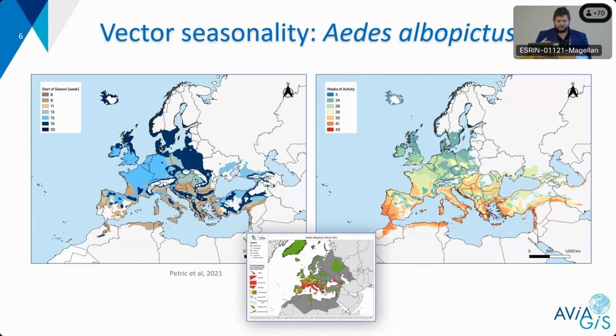So for vector seasonality, when the vector will be active is actually quite straightforward. It's very well doable together with Earth observation, where we use something like a Sentinel platform or a MODIS platform to model the activity of the vector throughout the season, and so we can estimate start of season and duration of the season, etc.